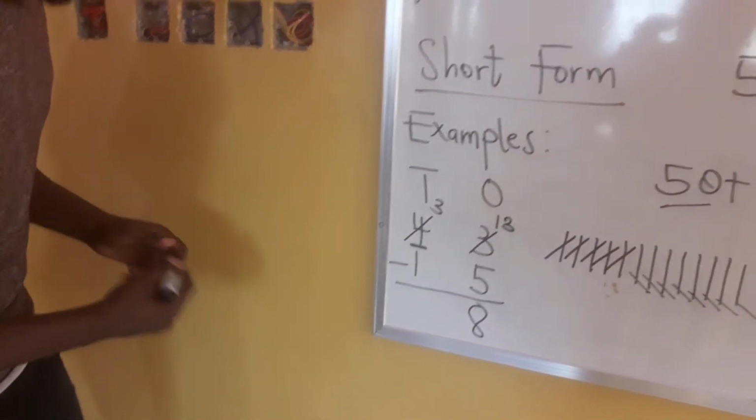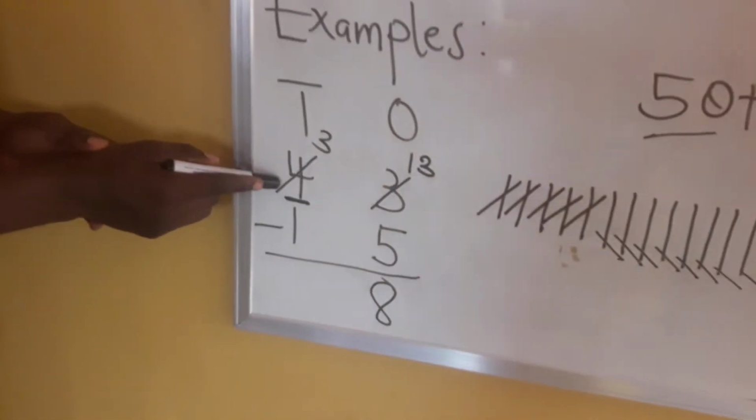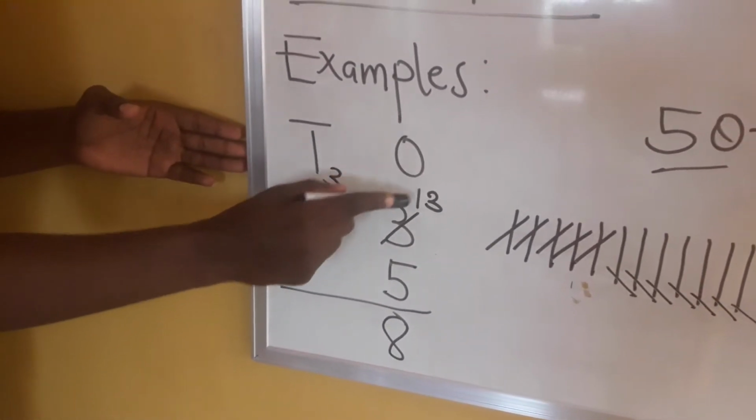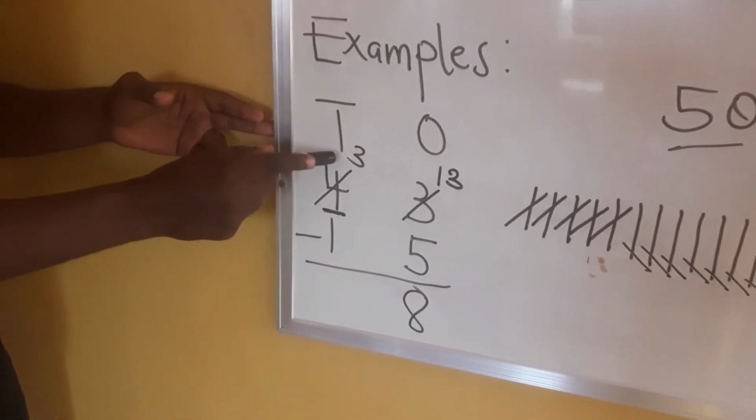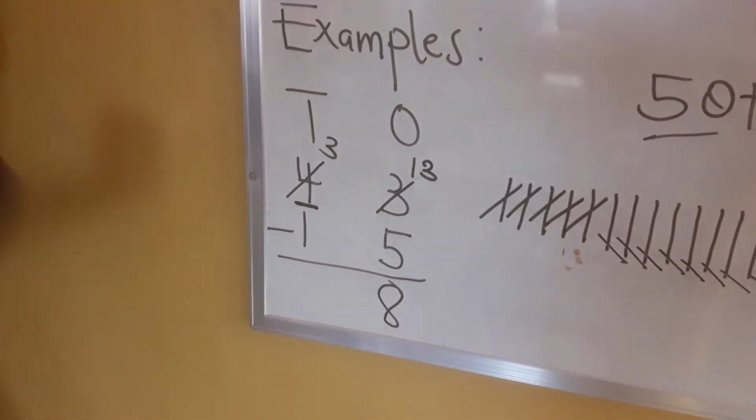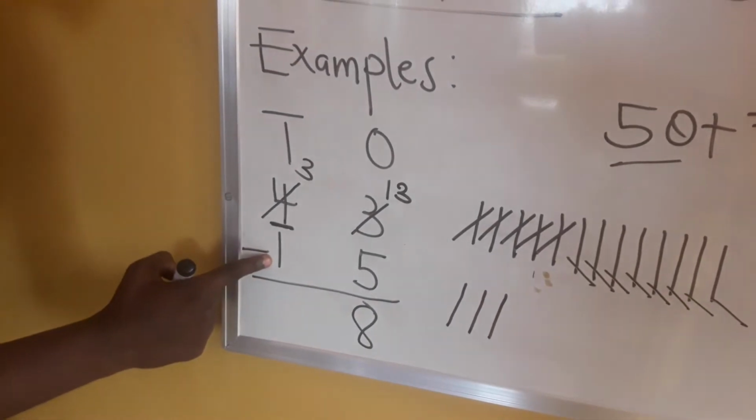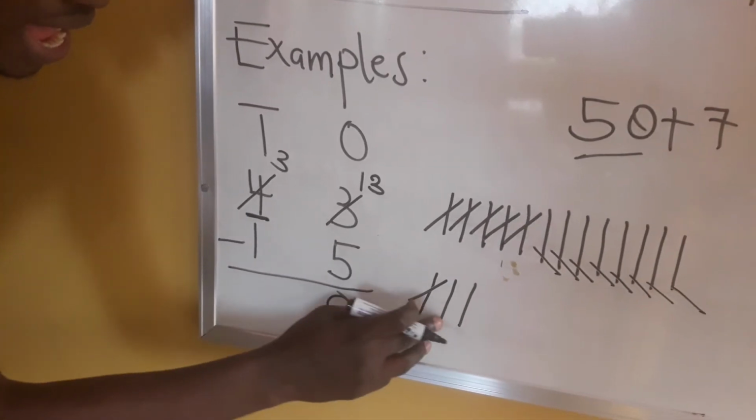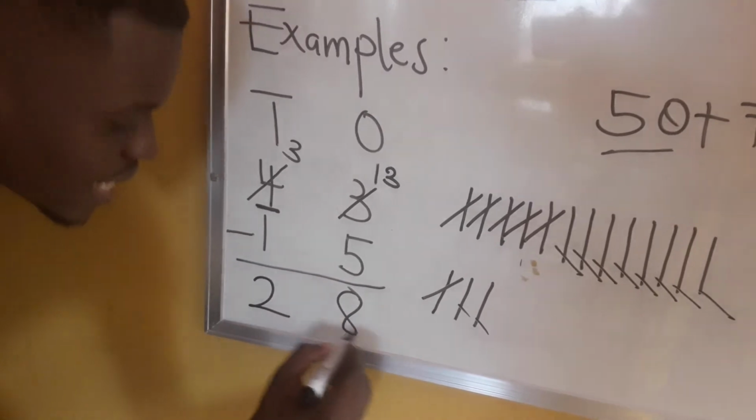Now, how many do we have here? We have 3. It's no more 4 because we borrowed 1 from the 4 and added it to the 3 here, which gave us 13. So we are left with 3. Now 3 minus 1 is what? Let's count. 1, 2, 3, taking 1 out, we are left with 2. So where do you write it? You write it under here.